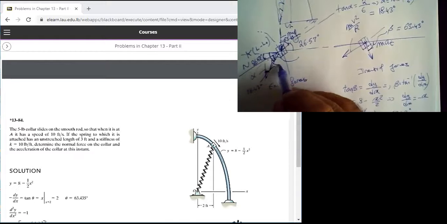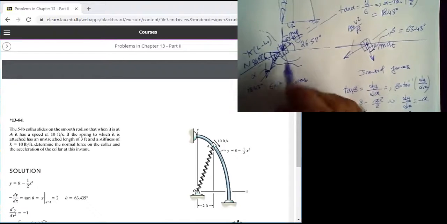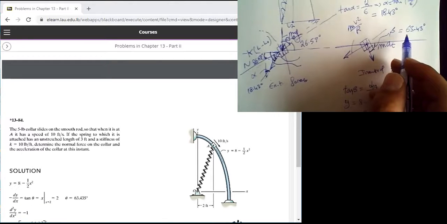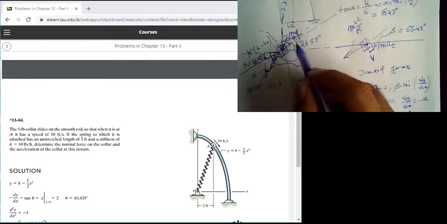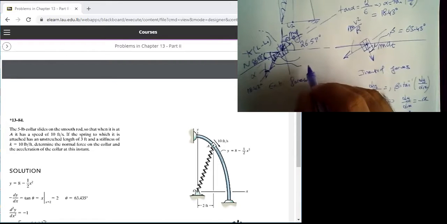So this guy, let's come here. Okay. So what is this guy? We said this guy is going to be 90 minus 18.43, which is going to be 71.57, right? Which is basically equal to, yep, 71.57. Oh, okay. How much? 71.57.